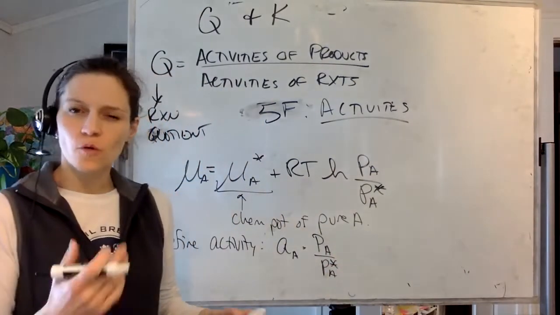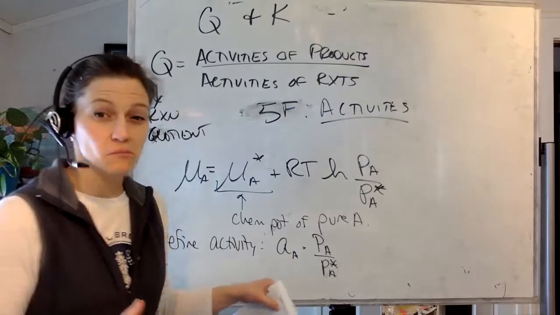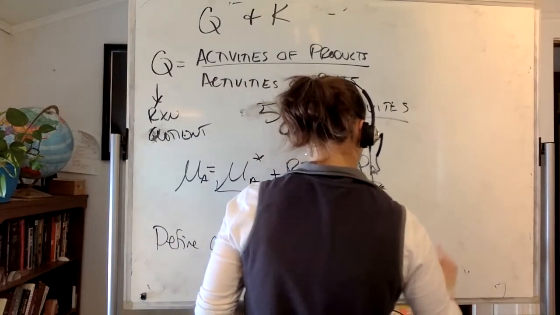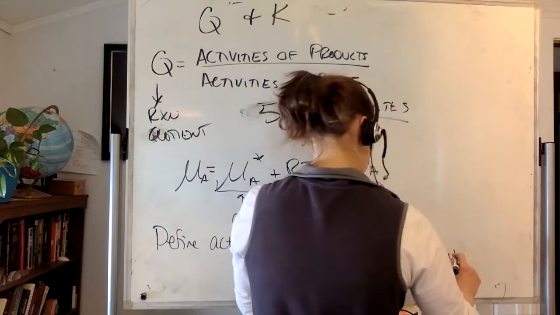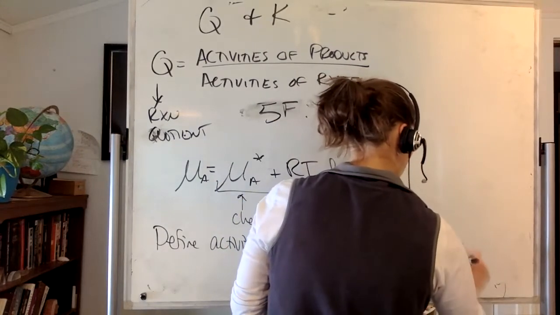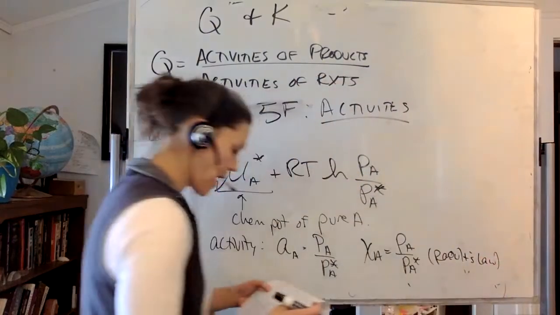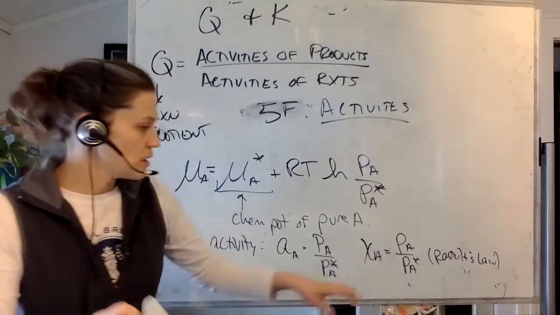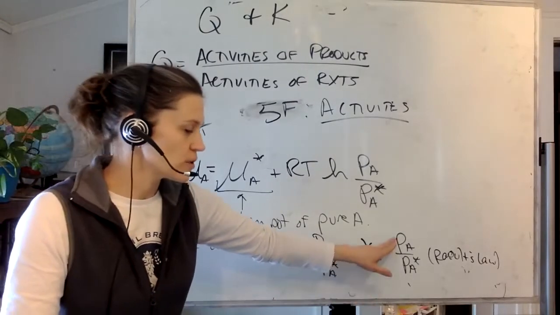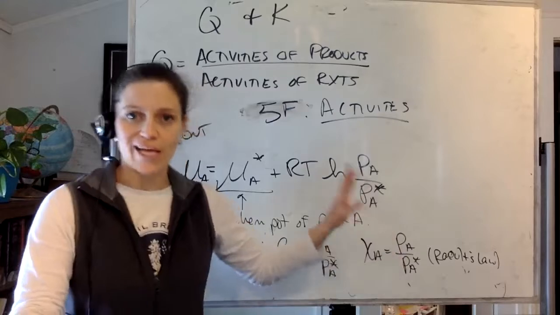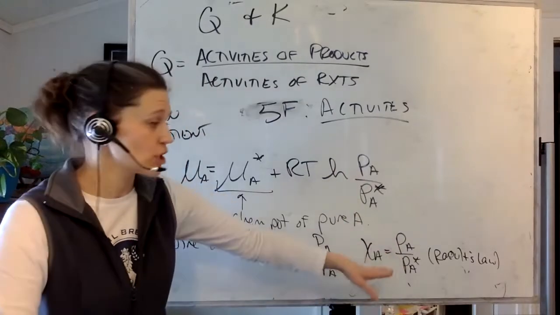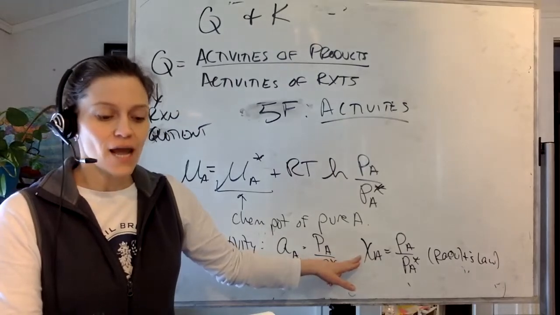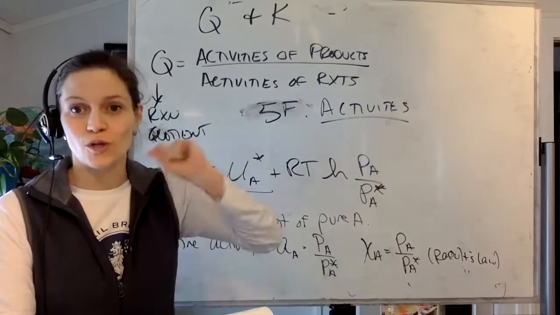But wait, you might think, isn't PA over PA star the same as the mole fraction? And this is Raoult's law. I never spell Raoult's right. R-A-O-U-L-T-S law. You are correct. This is a limiting law. Raoult's law says that the ratio of the vapor pressure of A to the vapor pressure of pure A, not in the mixture, is going to go to the mole fraction of A in the limit.